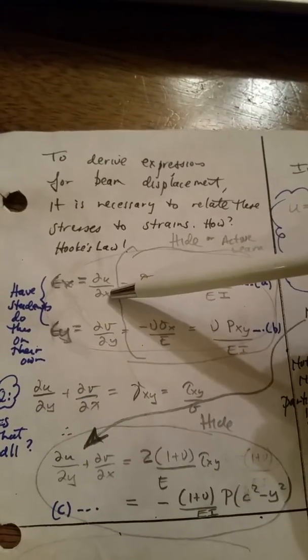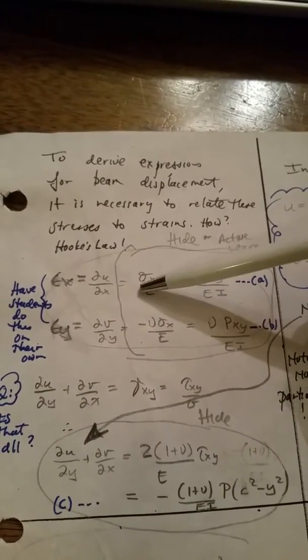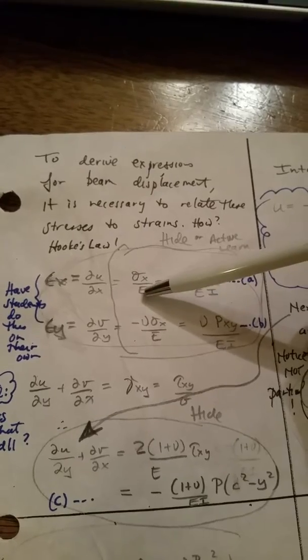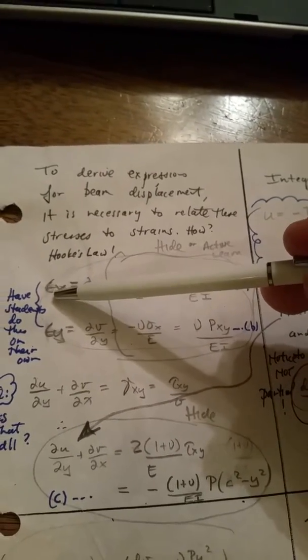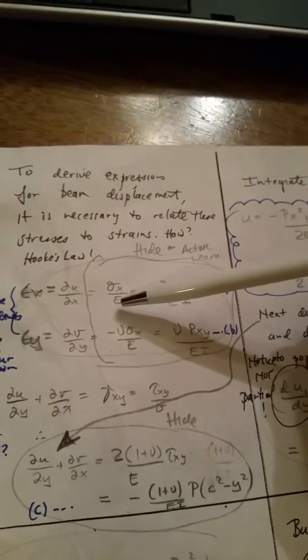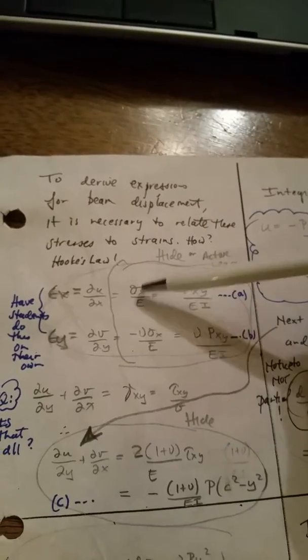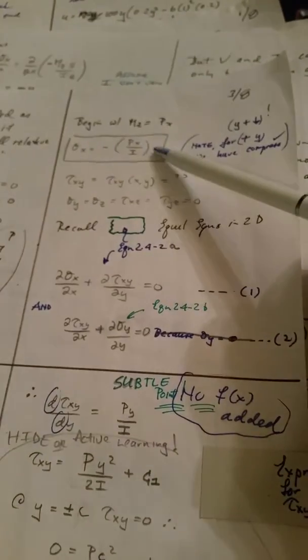Epsilon x is partial u partial x, but we have sigmas, we don't have epsilons. So what do we do? Who do we call? We call our main man Hooke, and we change the stresses to strains through Hooke's law. So there's the E being inserted into the stress equation.